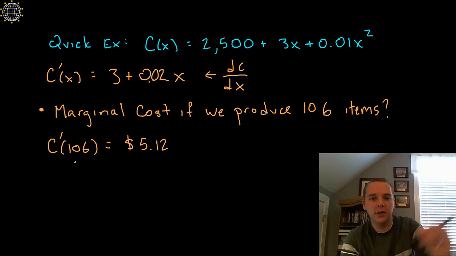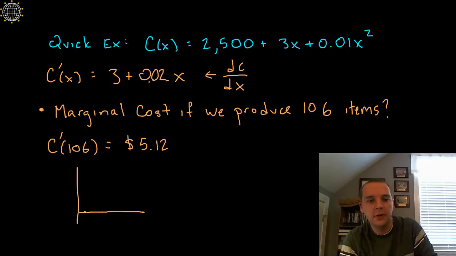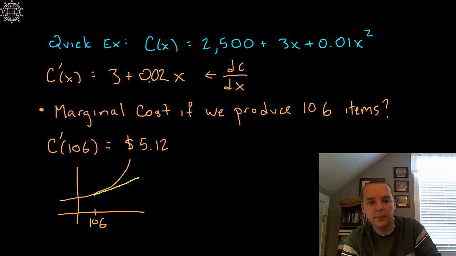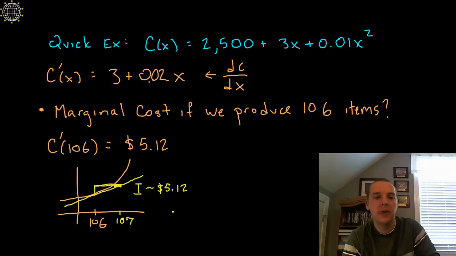So if you can imagine here, I'll draw you a quick little graph here. So if you're at item number 106 right here, and you're looking at the slope, the tangent line right here, this will be a change of $5.12 as you increase your production level by 1. So between the 106th and 107th item, you expect to increase about $5.12 or so.